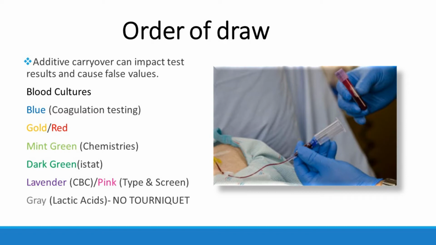Another example would be we wouldn't want to draw gold before a blue. Blues we're testing for clotting time, and golds have clot activators in them, so we don't want to add any of the clotting activators into that blue top tube where we're running the PTTs.